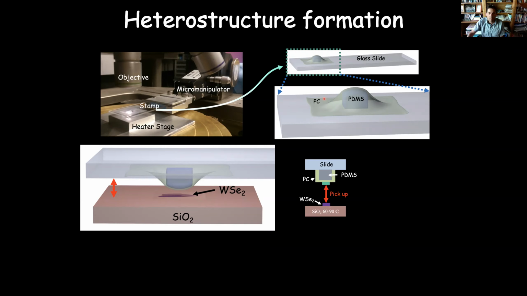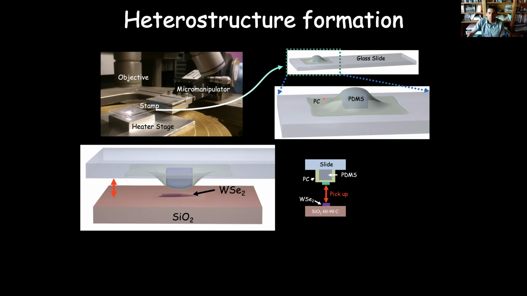So we pick up the flake onto the stamp, and then we can repeat the process with another flake and another flake, and however many flakes we need to make our heterostructure, we continue to do that to create the entire stack. And so we create this heterostructure stack up here on the stamp, and then we eventually go and have our target substrate. Maybe we have some gold contacts on it, and we bring this down into contact.